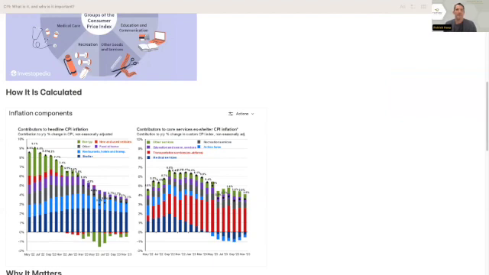The Consumer Price Index, a fundamental measure that shapes economic decisions and impacts your everyday life, whether you know it or like it or not.